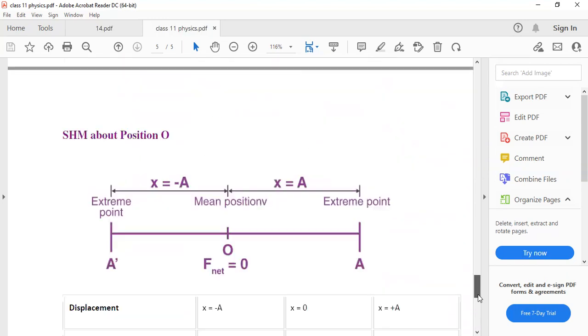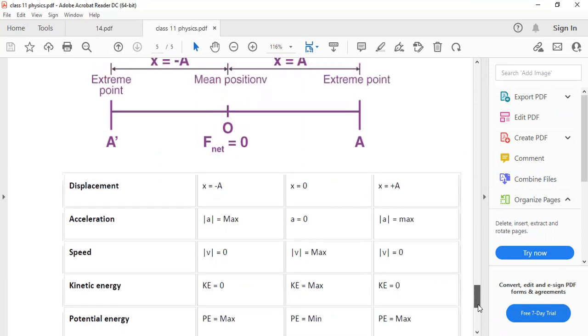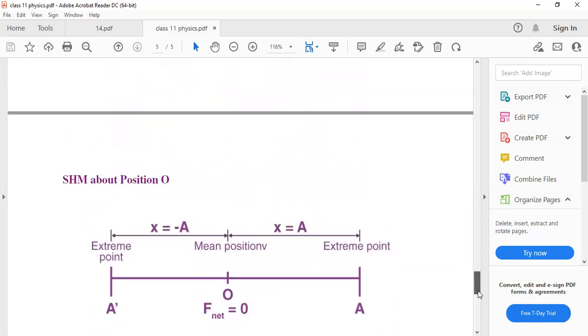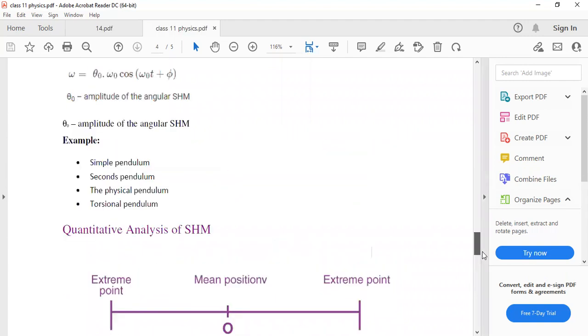So students, these are a few points which we should remember: kinetic energy will be 0 at either side, but potential energy will be maximum. Kinetic energy will be maximum at the mean position, but potential energy will be minimum. Acceleration will be maximum on either side, but velocity will be 0. It will be the maximum velocity or speed, you can say, at the mean position. So students, these are some points which we should remember about the mean position.